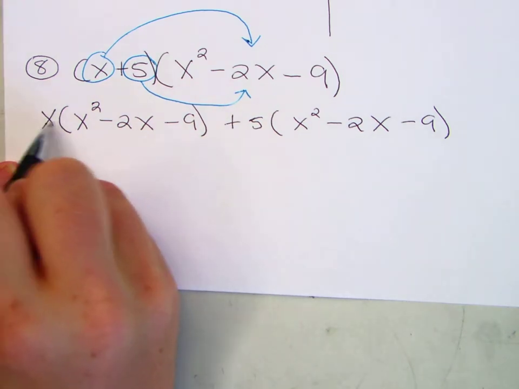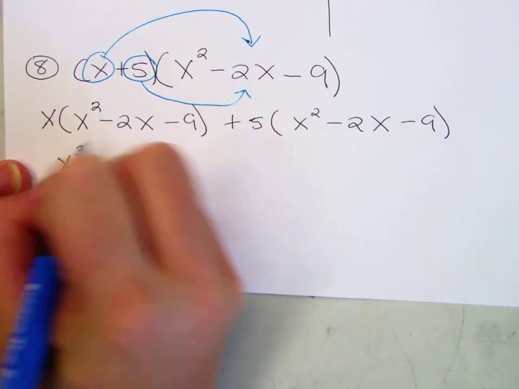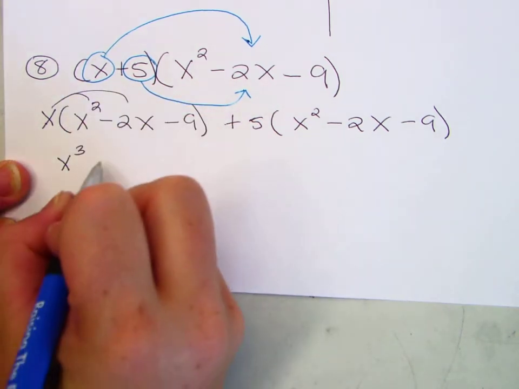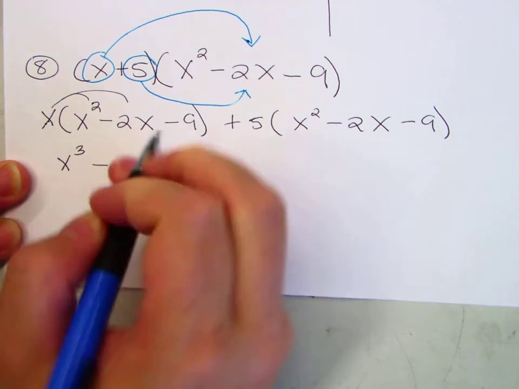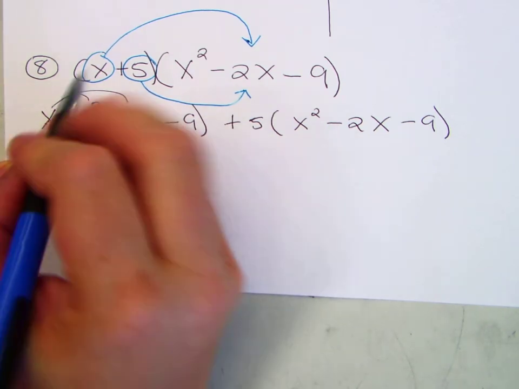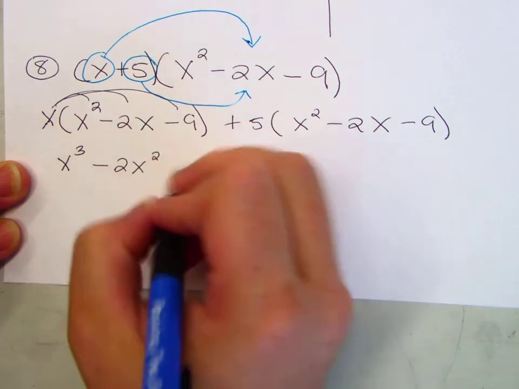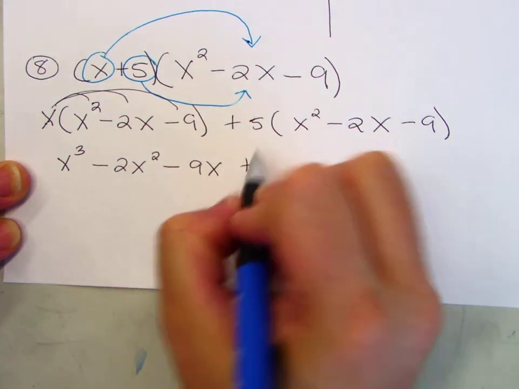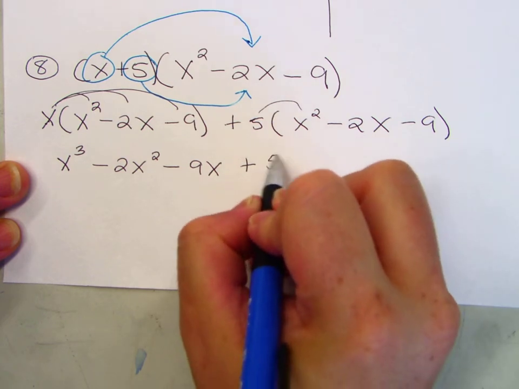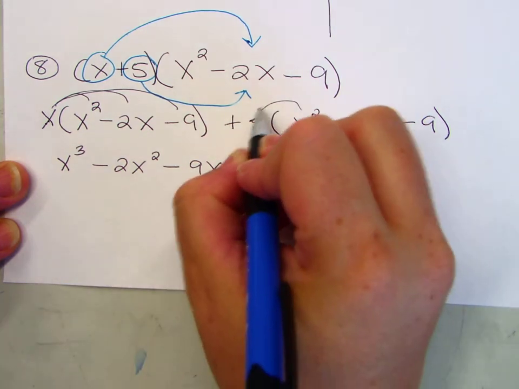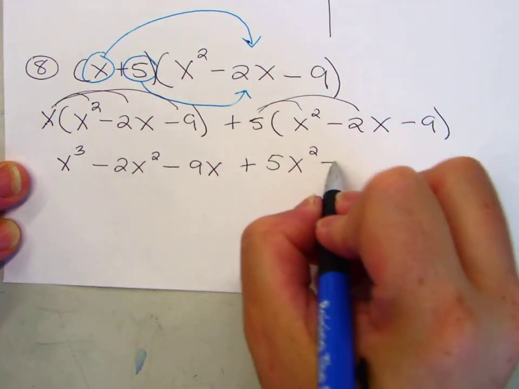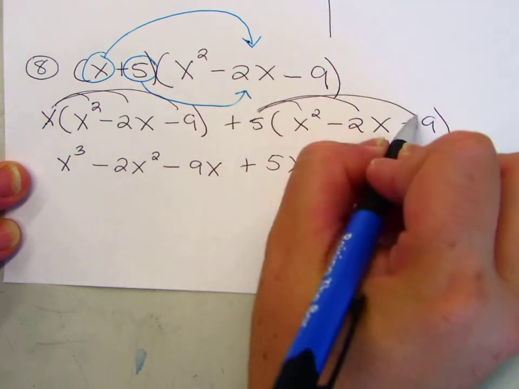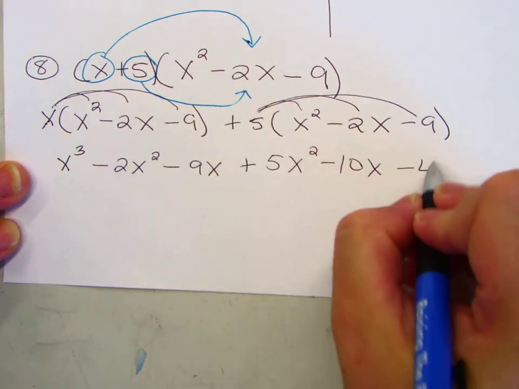Multiply. X times x squared is x cubed. Minus x times 2x, 2x squared. X times negative 9, negative 9x. Now the 5. 5 times x squared is 5x squared. 5 times negative 2x is negative 10x. 5 times negative 9 is negative 45.